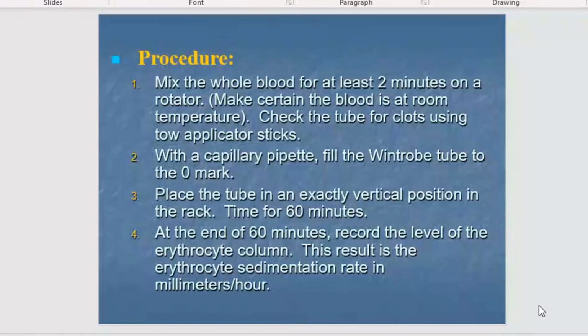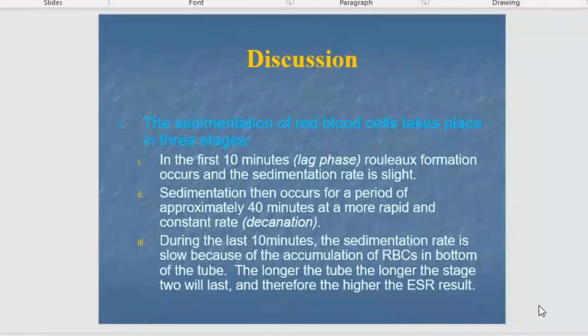So the time is almost 60 minutes for completion of this experiment. Then at the end of 60 minutes, record the level of the erythrocyte column. Just record how many millimeters, and this result is the erythrocyte sedimentation rate in millimeters per hour. That's especially in this method.